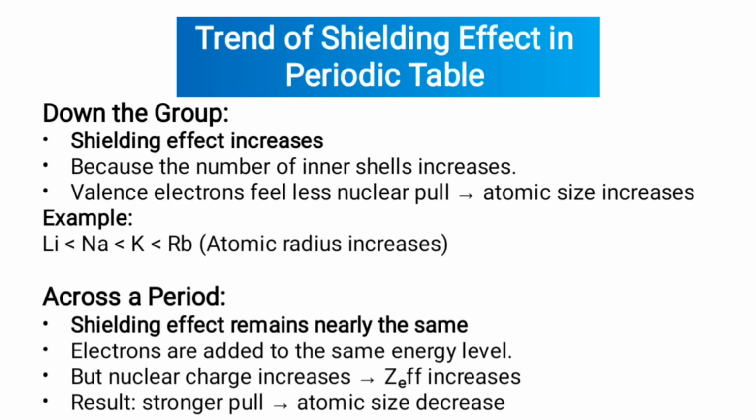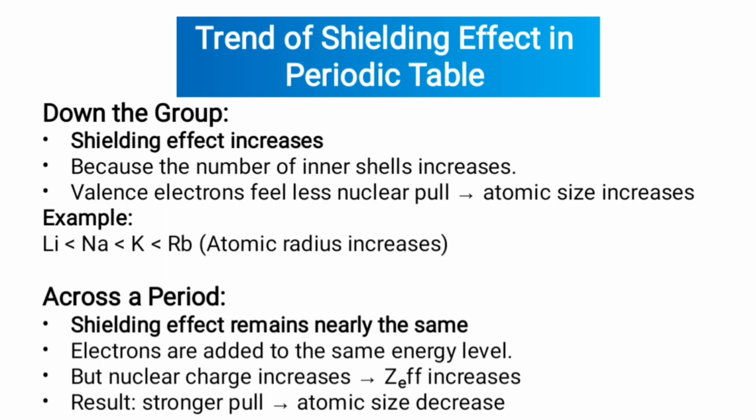Now, shielding effect in the periodic table. Going down the group, shielding effect increases because the number of inner shells increases. Valence electrons feel less nuclear pull, so atomic size increases. Example: lithium is less than sodium, less than potassium, less than rubidium; atomic radius increases.